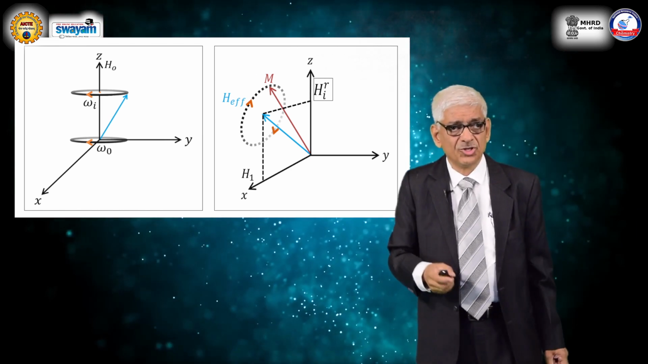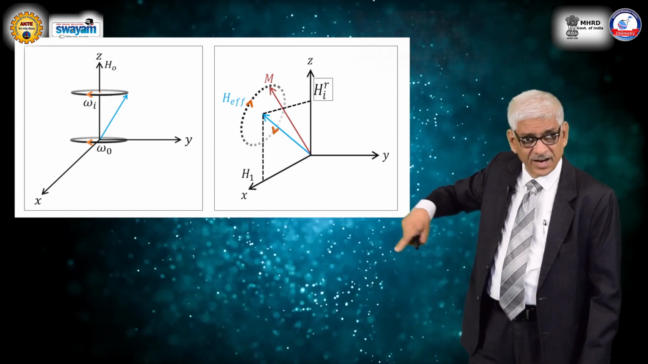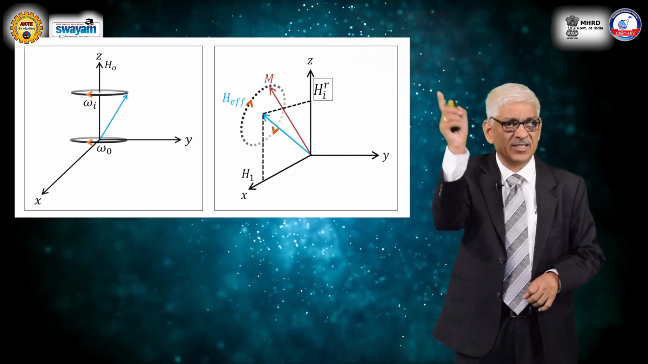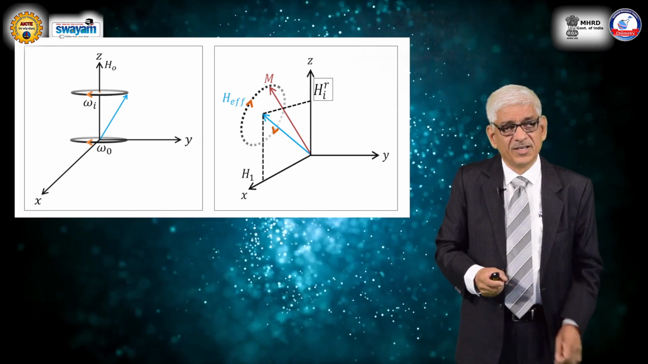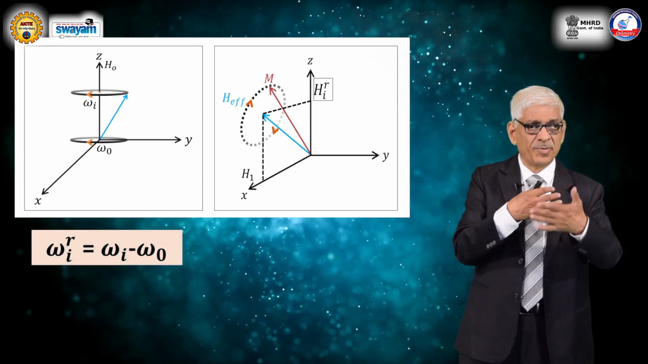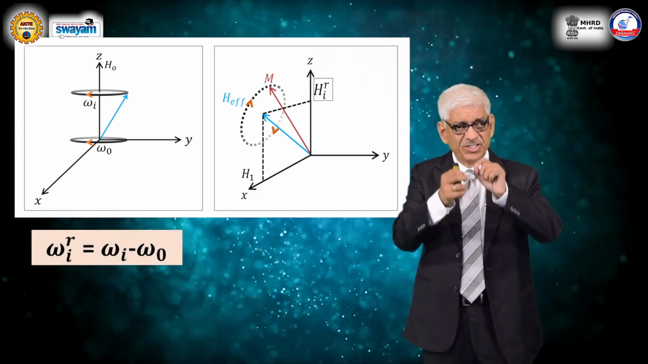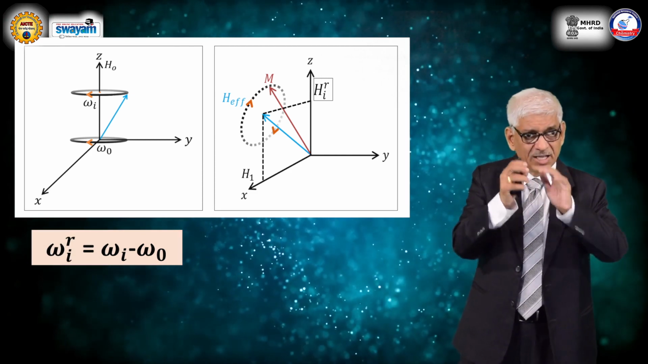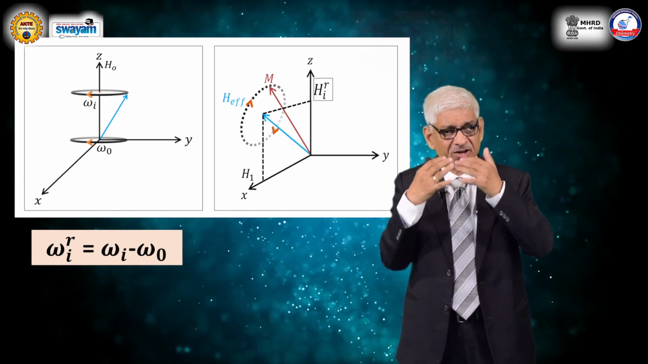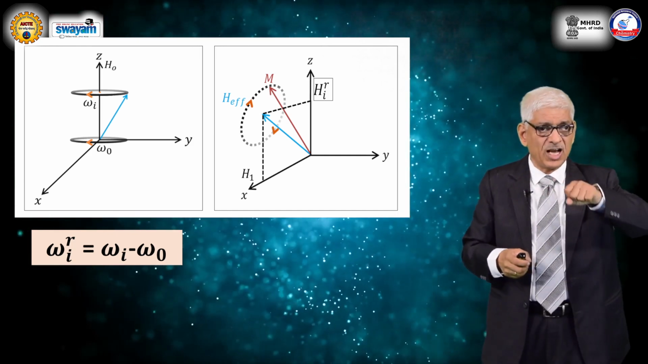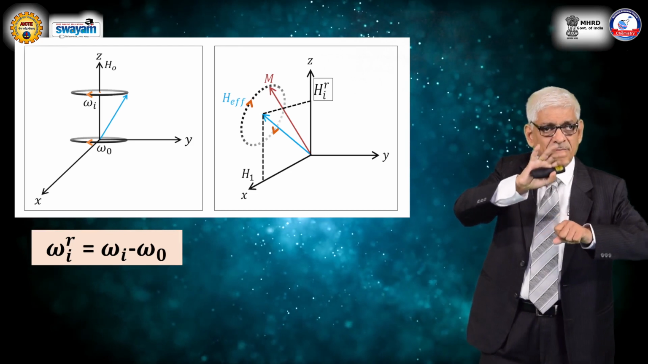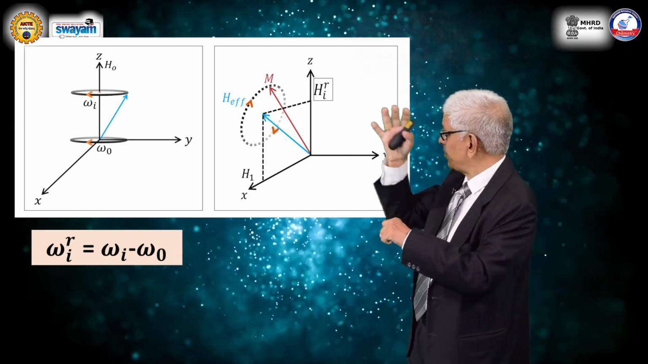Now suppose you sit on the RF and look at the spins which are precessing in this plane. What will happen? They will see a different frequency of precession, right? If I call omega I the frequency of precession in the normal frame, and omega naught the frequency of our RF, then if I sit on the RF and look at the nuclei which are precessing, I see that they are precessing with the frequency omega I minus omega naught.